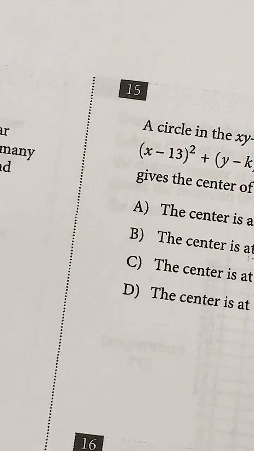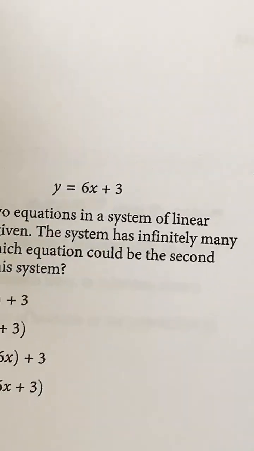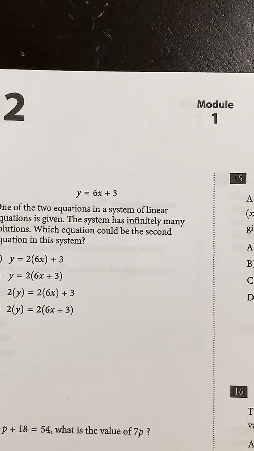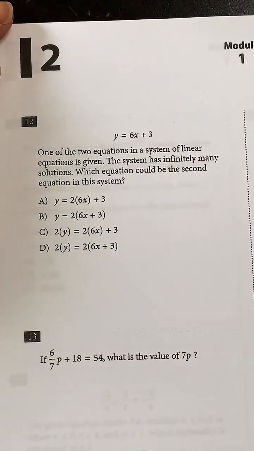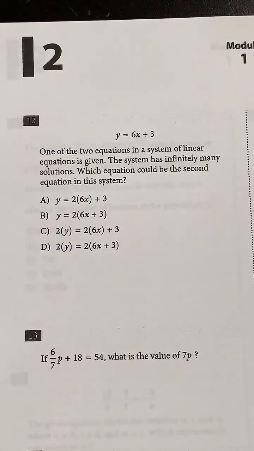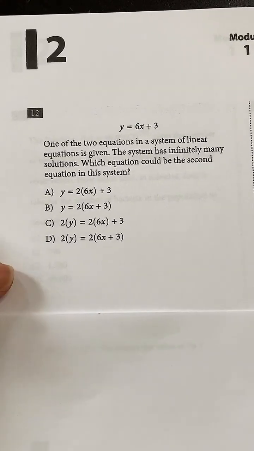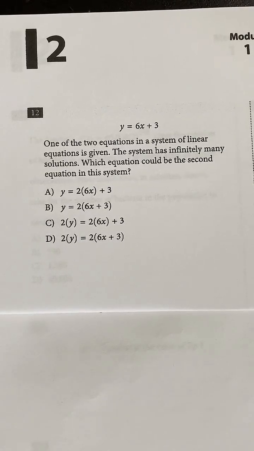All right. Let me unzoom. Okay. So here's our equation. We have y equals 6x plus 3. One of the two equations in the system of linear equations is given. The system has infinitely many solutions. Which equation could be the second equation in this system?